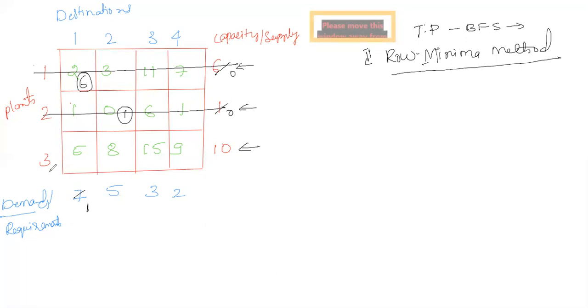Here the third plant has a capacity of 10, but destination 1 requires a total of 7. Already 6 is supplied by plant 1, and the remaining 1 will be given by this particular plant, that is plant 3. So now this becomes 0. 6 is here, 1 is here. 6 plus 1 is 7. Totally 7 is satisfied, so now it will become 0. Cancel this. This particular column will get cancelled.